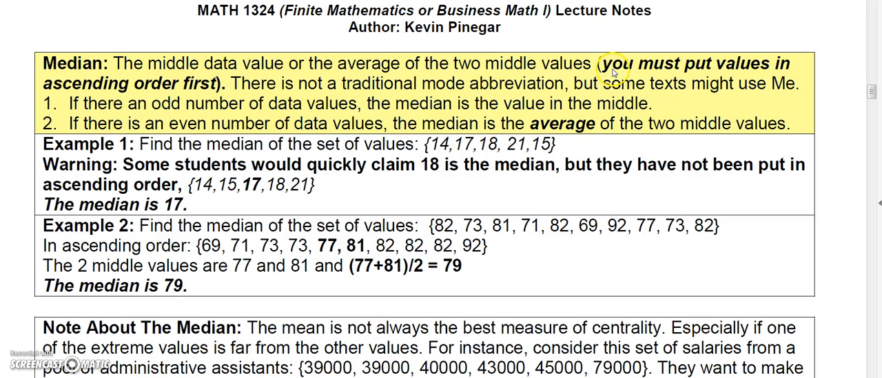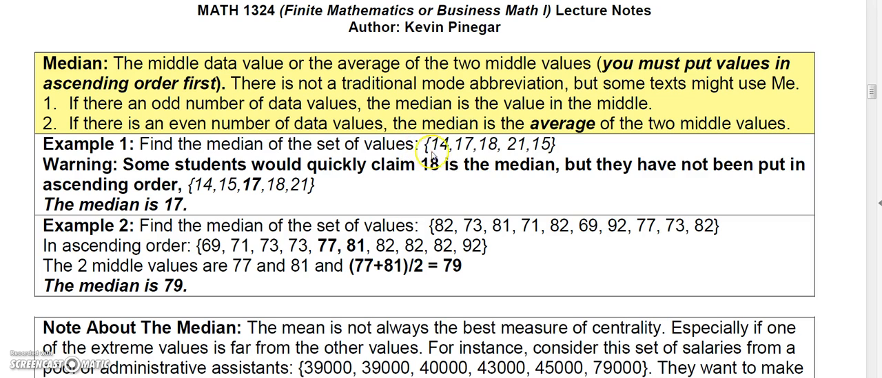Now, one thing that's important when you're calculating the median: you must put the values in ascending order first. That's the smallest to the largest. Otherwise it's a huge mistake. There's not a traditional median or mode abbreviation, but some texts might use ME for median. If there is an odd number of data values, the median is simply the value in the middle. If there's an even number of data values, the median is the average of the 2 middle scores.